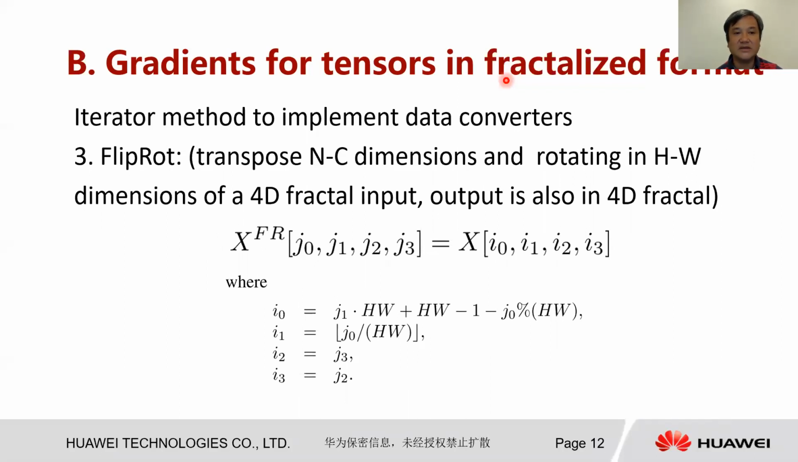The next converter is a flip rotate, where we transpose the NC dimensions and rotate the H and W dimensions of a 4D fractal format input. And the output is also 4D fractal, which means that both of them have 4 iterators. And here on the slide we have the dependency between those iterators.